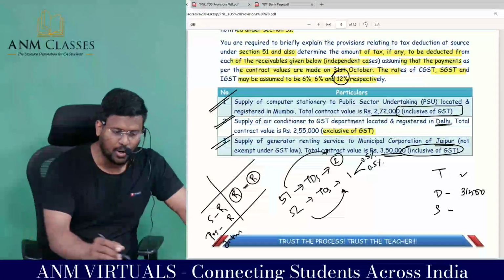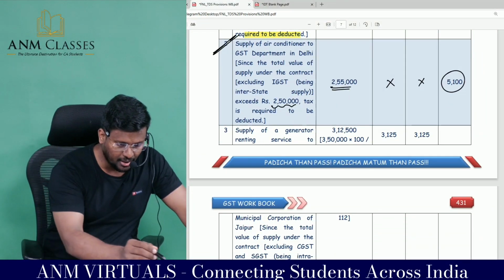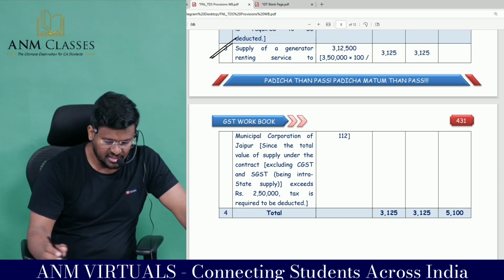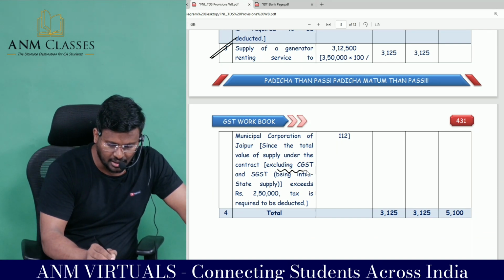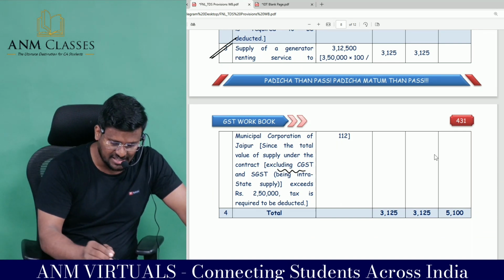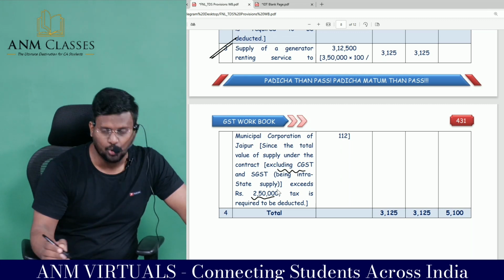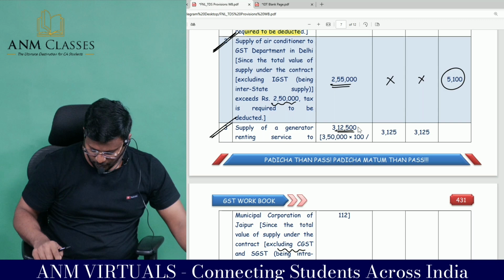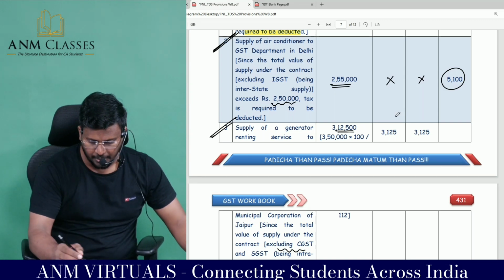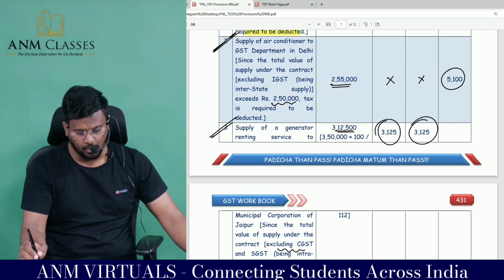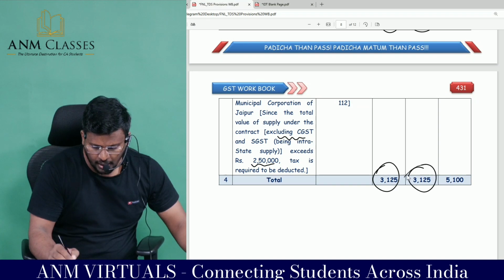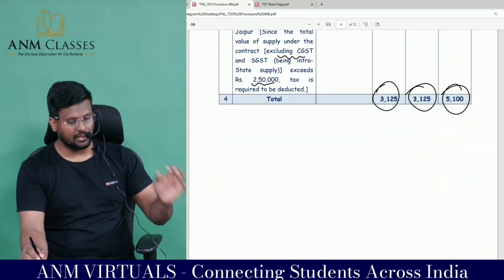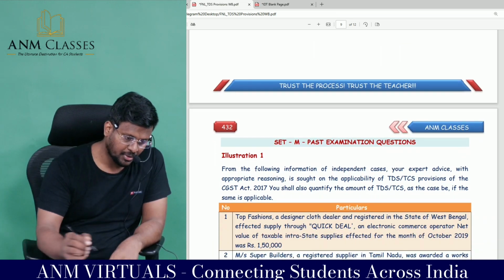We have to deduct what? TDS. So supply of generator rendering services to Municipal Corporation of Jaipur. Since the total value of supply under the contract, excluding CGST and SGST, being intrastate supply, exceeds how much? Tax is required to be deducted. So the value comes to 3,12,500. 3,12,500 into 1% comes to 3,125 and 3,125, and 3,125 and 3,125 is the total TDS to be deducted by the recipient. Are you comfortable, sir? Yes, sir.